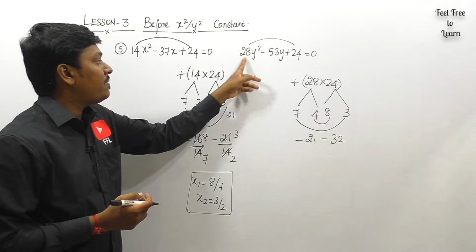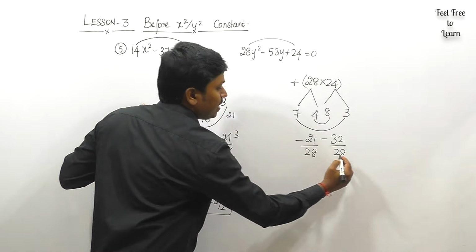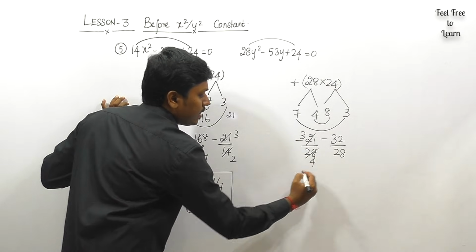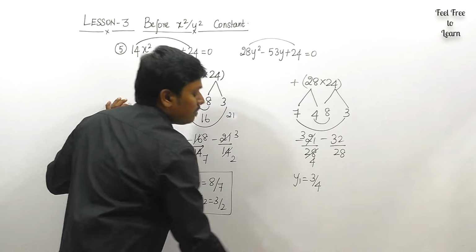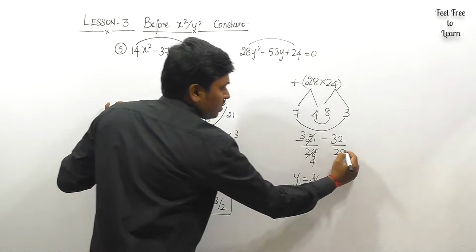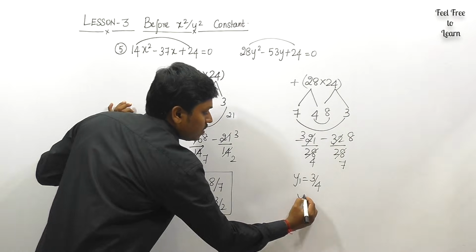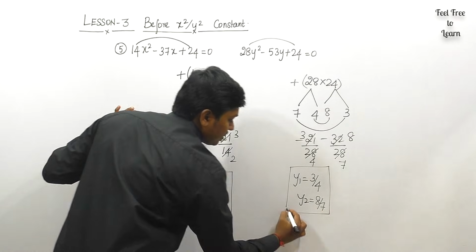And before y square, we have a constant 28. So divide by 28, divide by 28. I think we can cancel this on 7 table. 7 3s are 21, 7 4s are 28. So y1: here it is minus 3 by 4, but while writing, it should be plus 3 by 4. And I think we can again cancel this on 4 table. So when we cancel this on 4 table, 7 4s are 28, 8 4s are 32. So y2 will be 8 by 7. So finally we got the factors of x and also y.